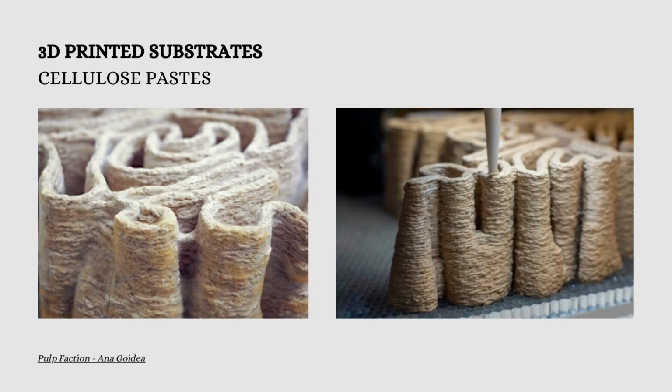So this project is called Pulp Faction. It's a project that uses this method that I mentioned here called paste extrusion for printing mycelium. It's inspired by termites, which you'll see in a little moment. I'll show you what that looks like. And they're mycelium-built tunnels.